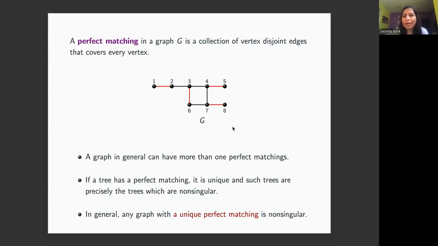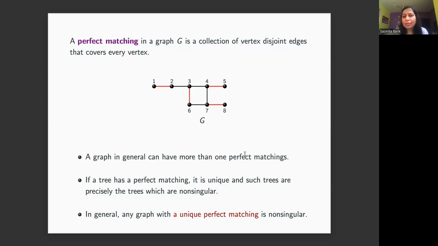So some graphs have a unique perfect matching like this graph. But in general, a graph can have more than one perfect matching. Like if you take a cycle of order 4, you can have 2 perfect matchings. But in case of trees, if there is a perfect matching, then it must be unique. And such trees are nothing but non-singular trees. So if there is a perfect matching, the tree must be non-singular. That's an if and only if condition.